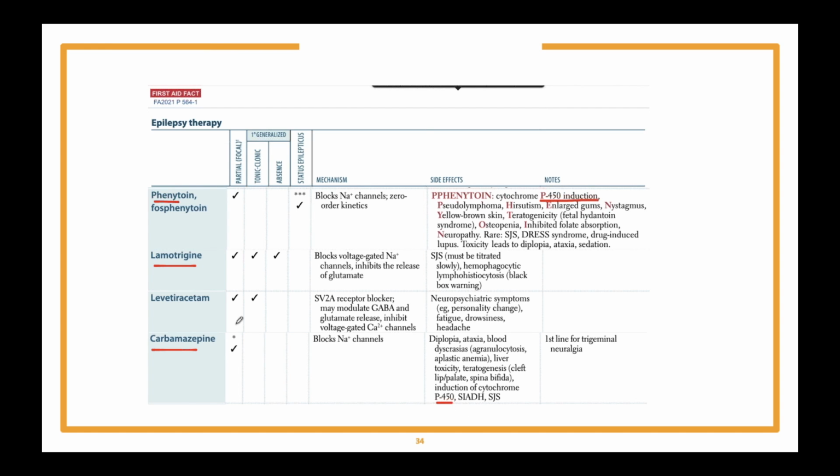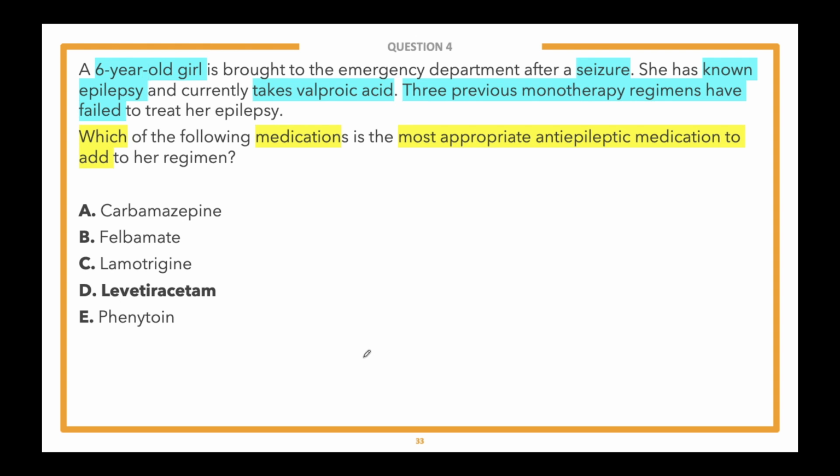So levetiracetam, or Keppra, that is probably the safest drug there. It is not metabolized by the CYP450 system, and it's mostly excreted by the kidneys. So looking at the other answer choices, this is probably the best answer, and it is actually one of the more commonly used anti-epileptic medications as well. Just to round it out, felbamate, that's not used very commonly, but that also increases the toxicity of VPA, so it would not be a good answer choice as well.